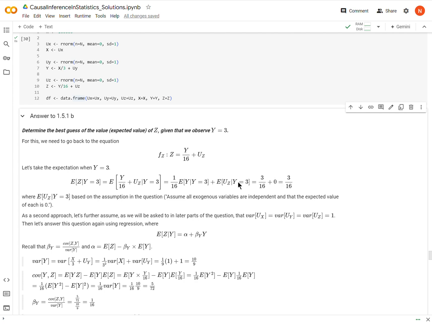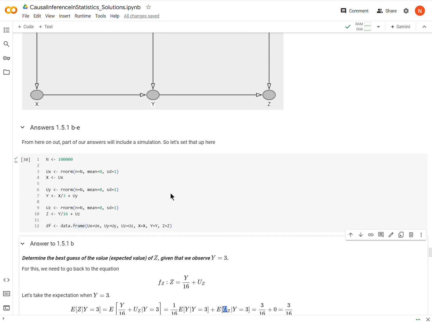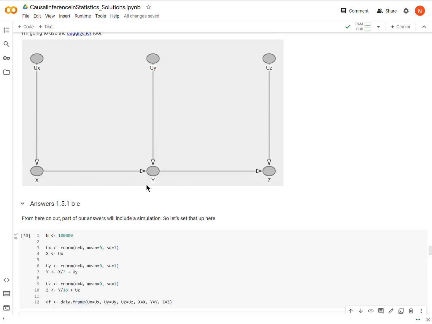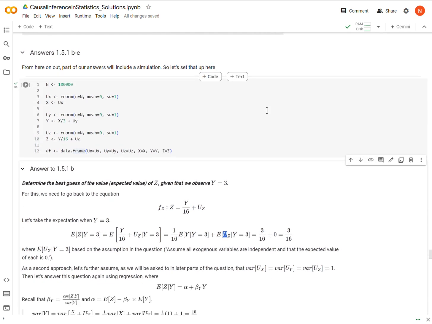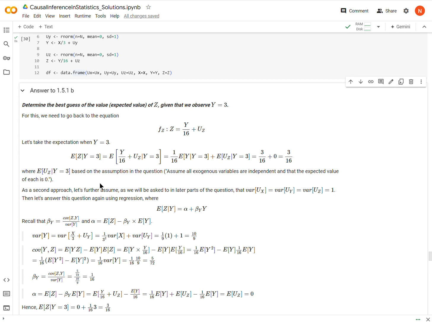Why is it 0? Well, we know that u_z is distributed normally with mean 0 and standard deviation 1, so its expectation is 0. And when we condition on a particular value of y, it's not doing anything to our expected value for u_z. You can kind of see that in our diagram here. Y is in no sense a cause of u_z.